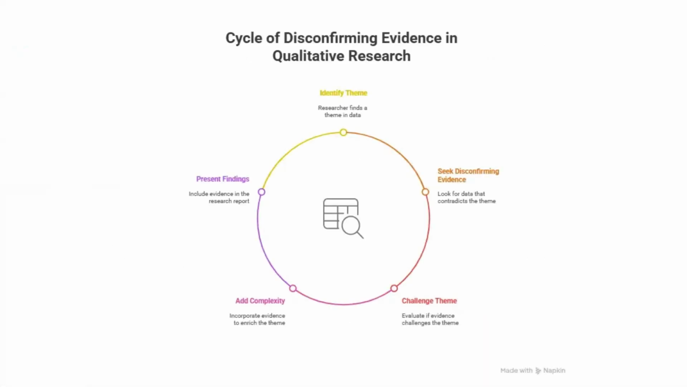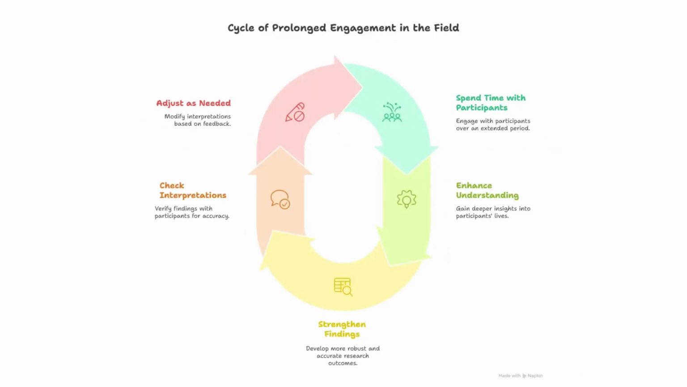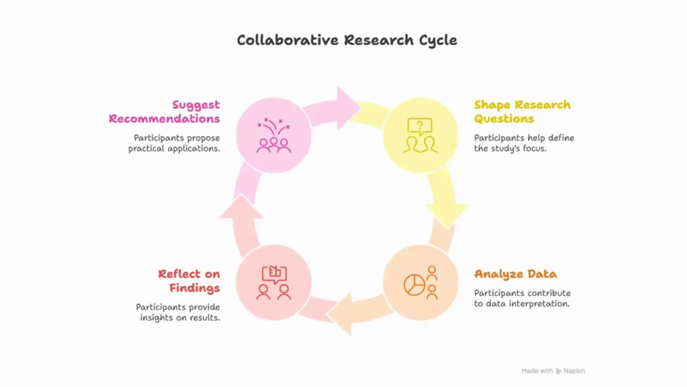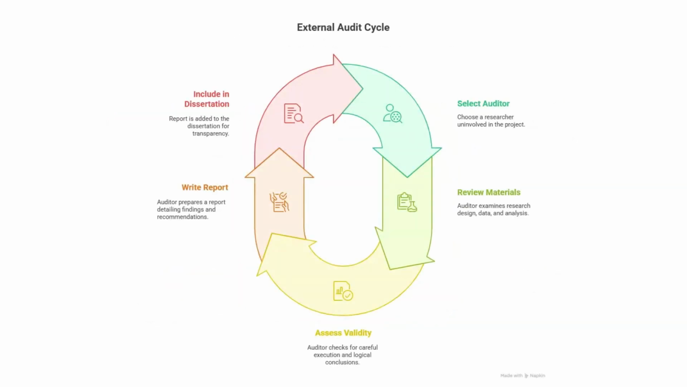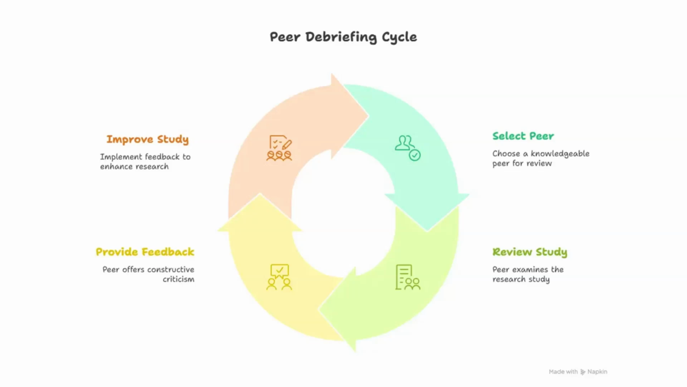So there you have it. There are 9 ways you can use to make sure that your qualitative research is valid and credible, which include 1. Triangulation, 2. Disconfirming evidence, 3. Reflexivity, 4. Member checking, 5. Prolonged engagement in the field, 6. Participant collaboration, 7. External audits, 8. Thick description, and 9. Peer debriefing. It's always advisable to use at least 2 of these approaches to ensure the validity of your qualitative research.